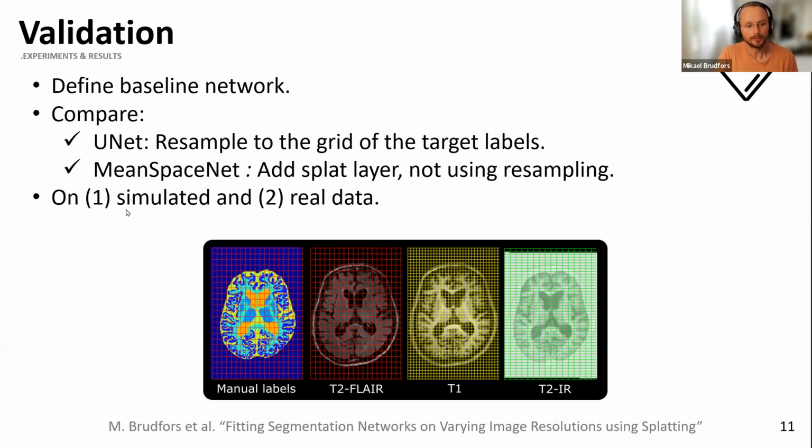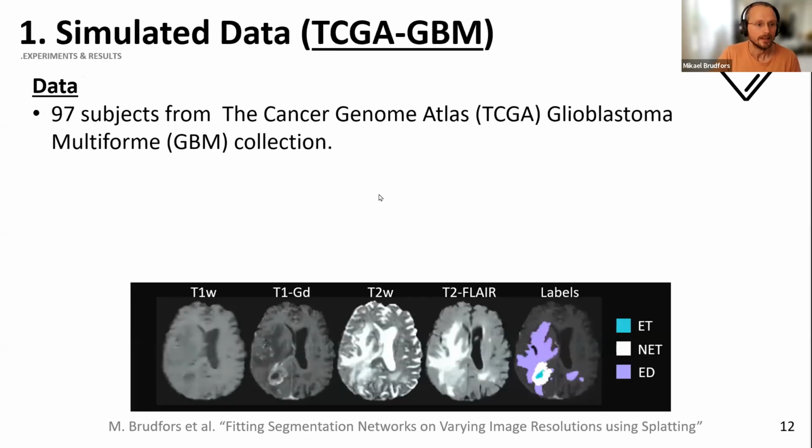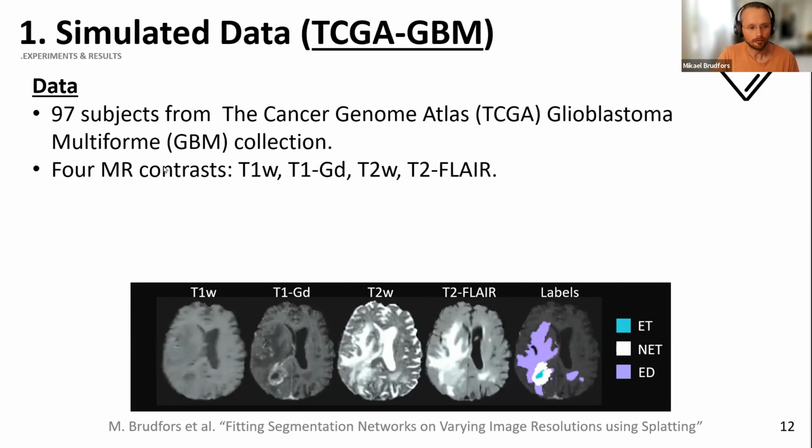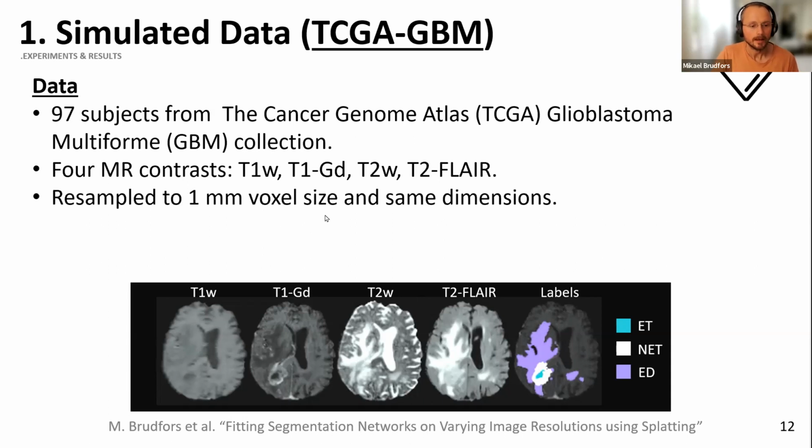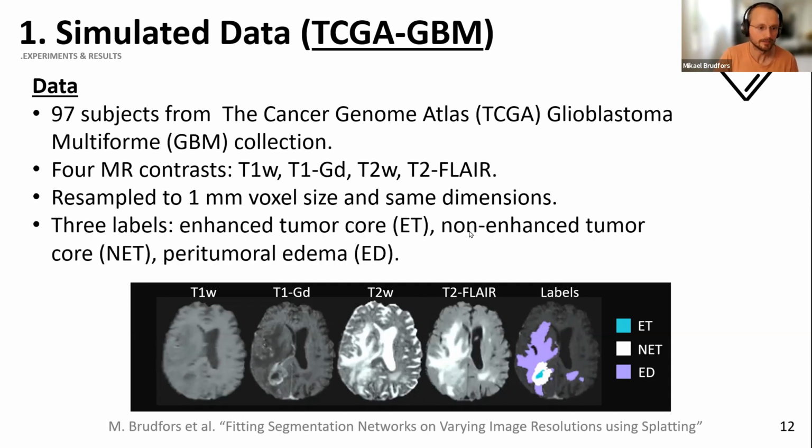And then we performed these experiments on simulated and real data, and it's all publicly available data, by the way. So the first experiment used 97 subjects from this TCGA GBM dataset. The example scans and labels are shown here. It had 4 MR contrasts, as you can see. The thing about this dataset is that it had already been resampled to 1 millimeter voxel size and had the same dimension. That's why we needed to artificially create varying resolution scans. And each subject had 3 manually delineated labels of different tumors and edema and so on.